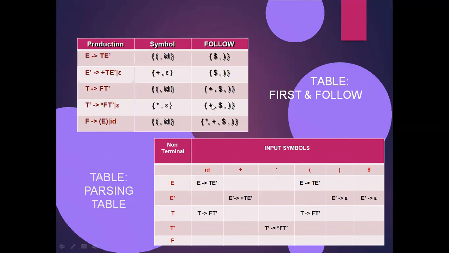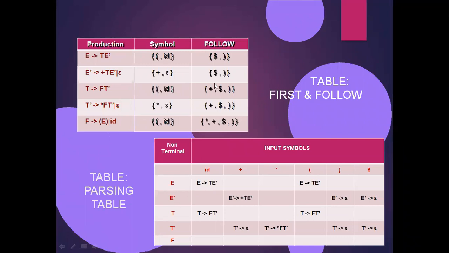And here we have three outputs for the follow: plus, dollar, closed parenthesis. In the place of these three symbols, just place T dash tends to epsilon. In the place of plus, T dash tends to epsilon. In the place of dollar, T dash tends to epsilon. In the place of closed parenthesis, T dash tends to epsilon, right?